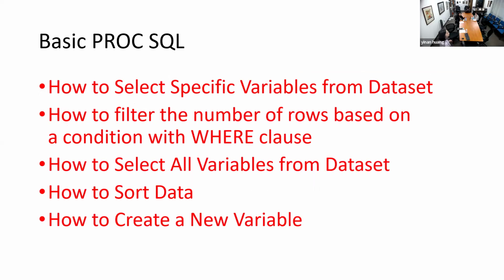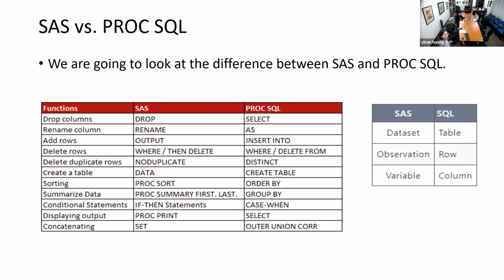In the previous slide, under the PROC SQL column, the SELECT clause is performing two functions: dropping columns and also displaying the outputs. This slide? Yeah, this one. So you can see the SELECT function appears first, where it is performing the function of dropping a column. And then second to the last row.